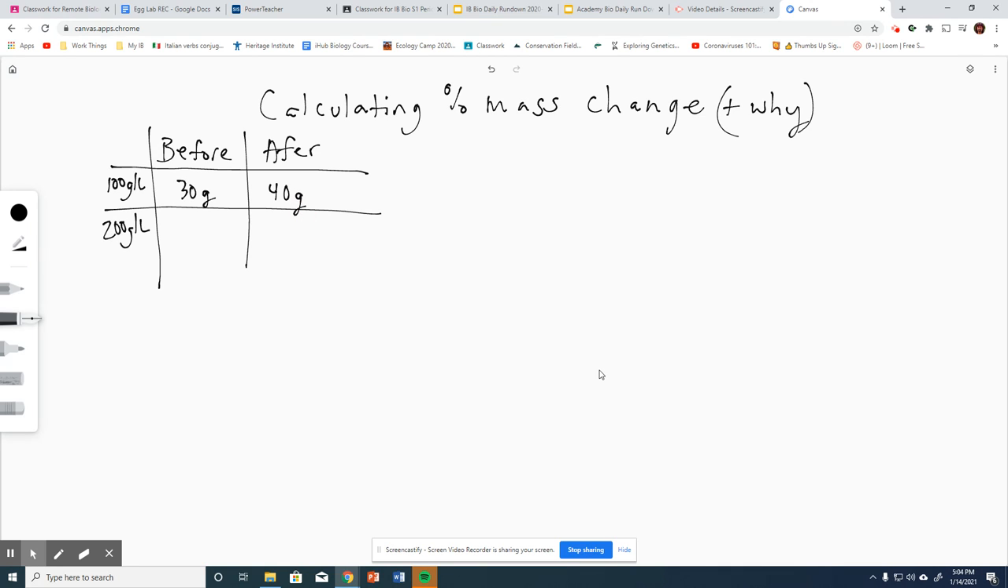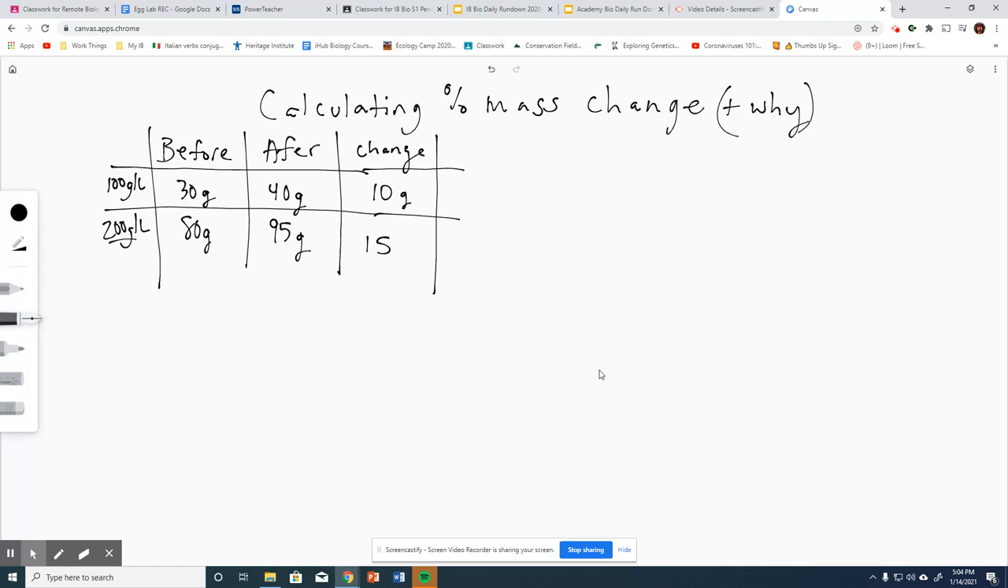Let's say this one, the egg that was in the 200 solution, was 80 grams, okay? And let's say it gained 15. So it went up to 95 grams total, okay? So if we graphed this, let's calculate our difference, okay? So this is the change. Let's calculate the change first. So this one changed by 10 grams, and this one changed by 15 grams.